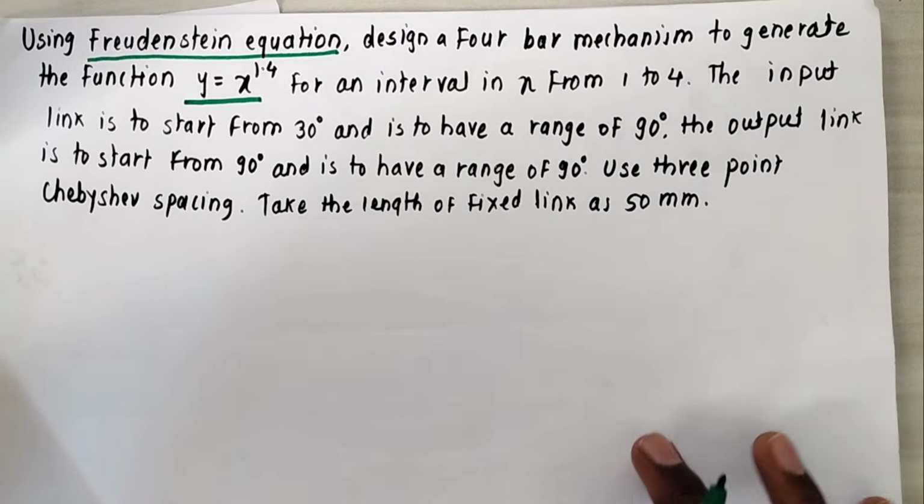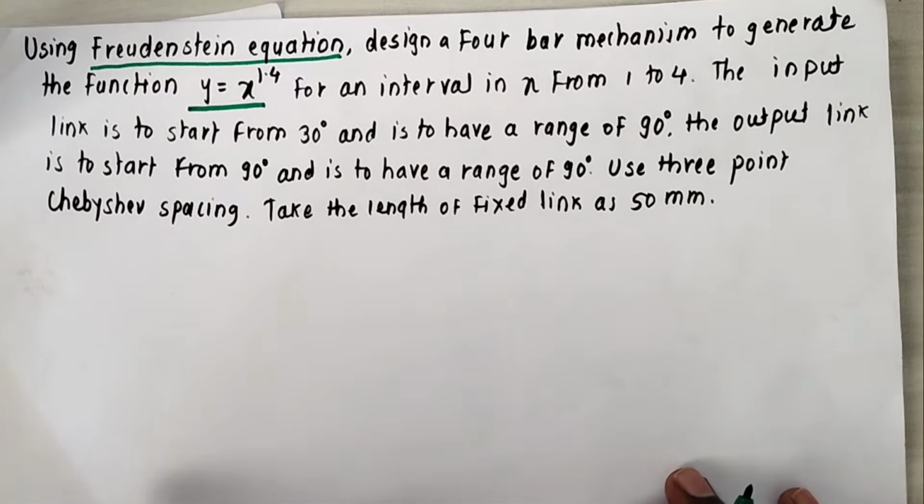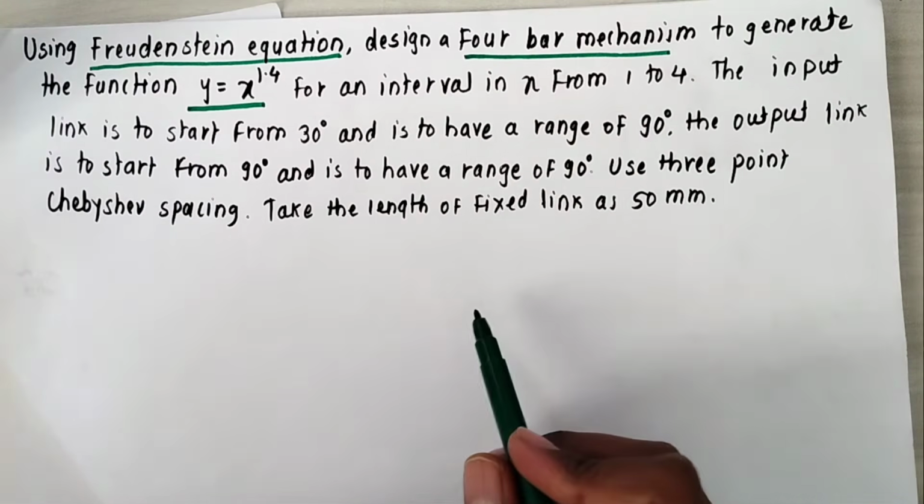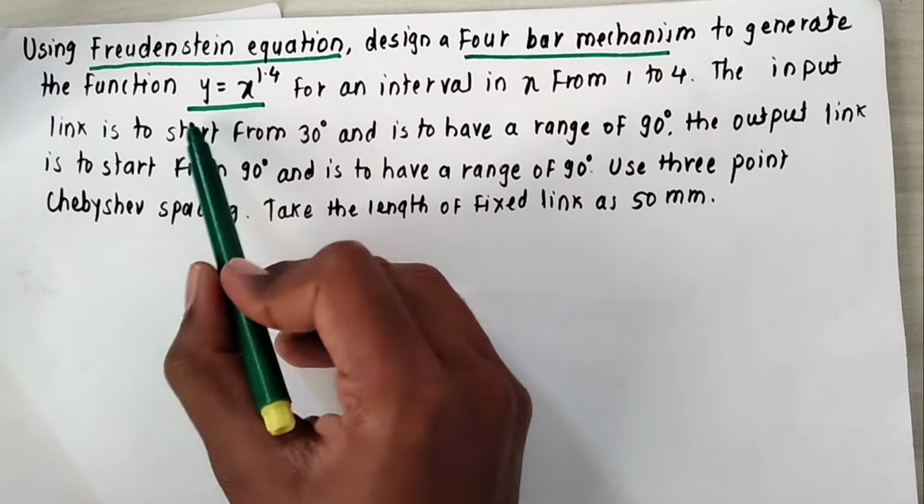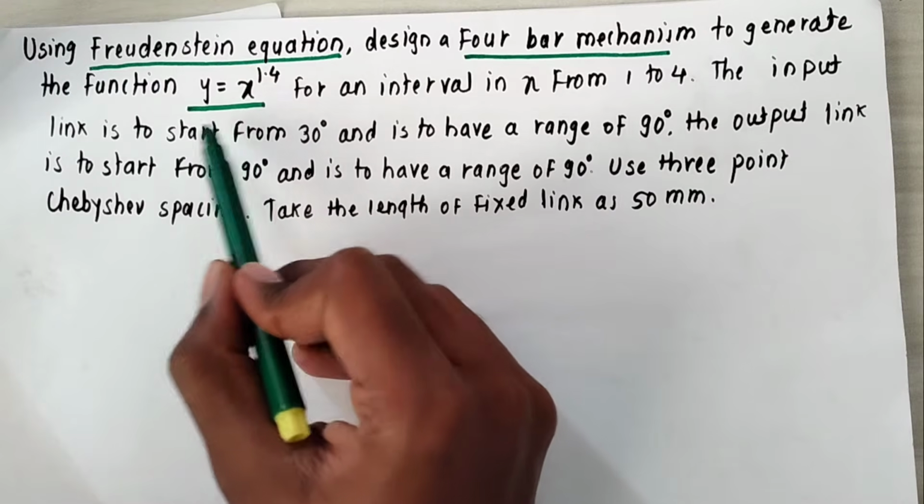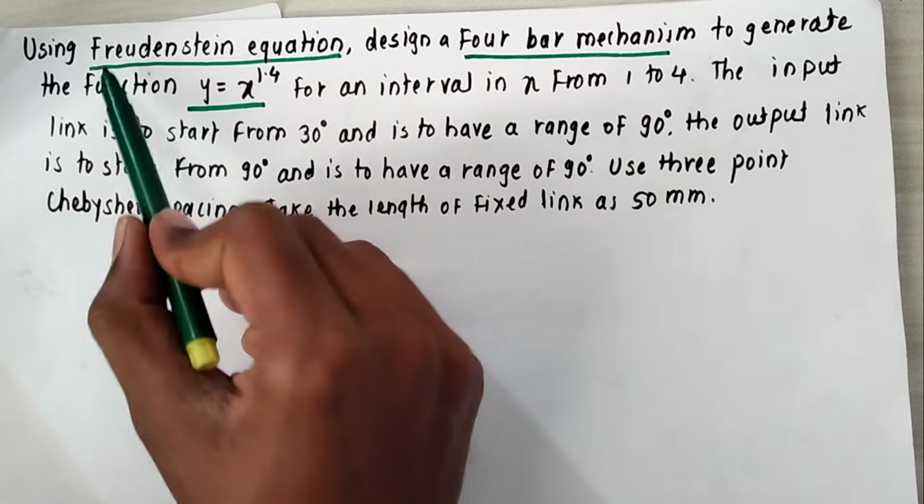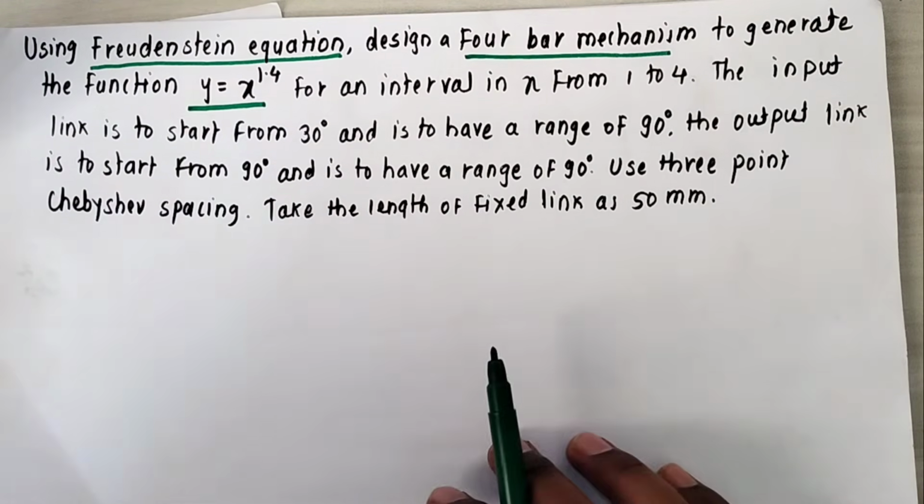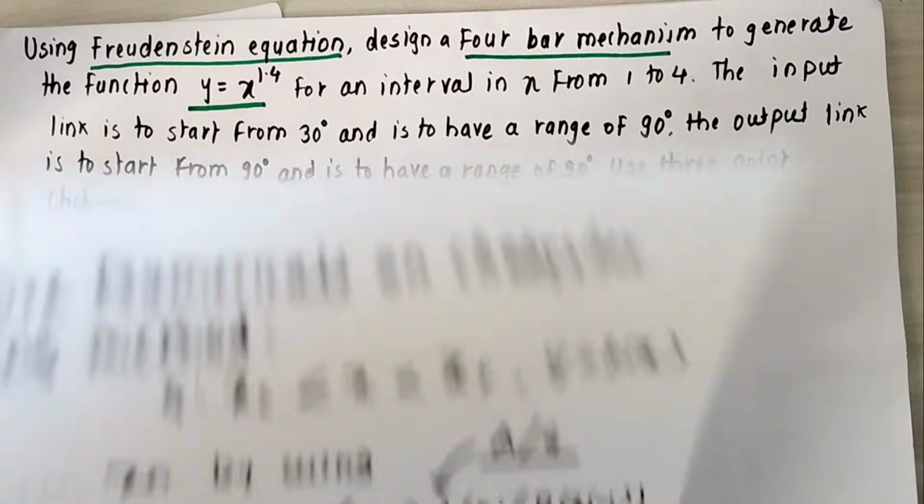In this video, we will see how to design, or you can say synthesize, a 4-bar mechanism by analytical method to generate a desired function, or to generate a given function, by using Freudenstein's equation. In the previous session, we already discussed a procedure to solve this kind of numericals. I will briefly revise that procedure.